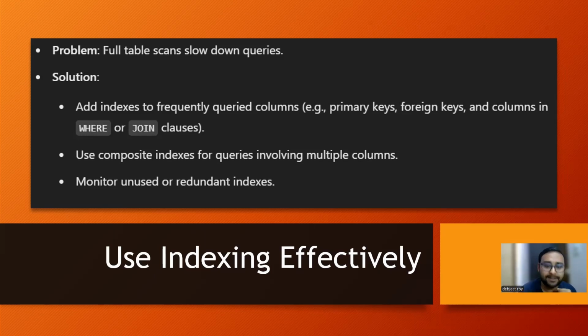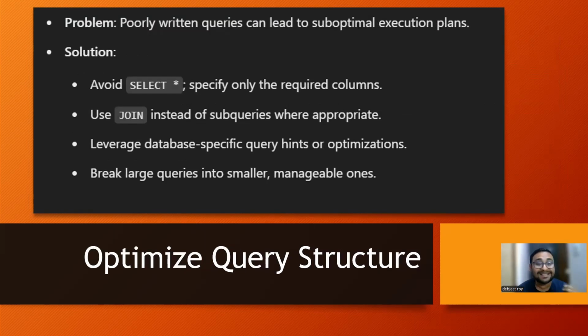Okay, so let's understand the next step. The next important thing is how we can optimize the query structure. We should not directly use select star, because select star means you are fetching all the column data in one go. That should not be the case, right? Why do you need to fetch all the column data in one go?